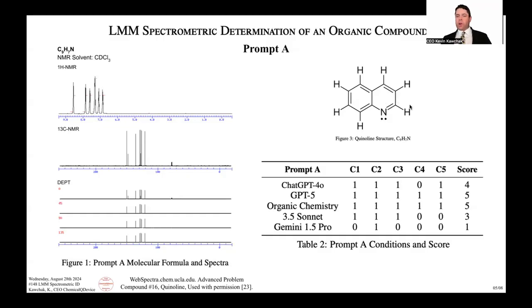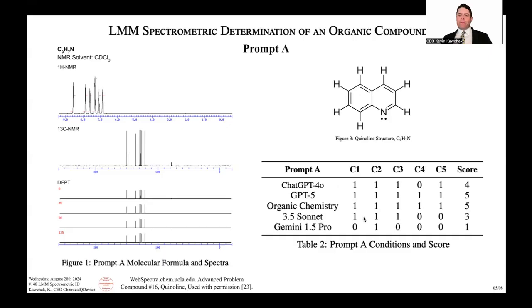Like when it did get the correct structure, it messed up the number of hydrogens it thought were on the structure. So the organic chemistry, like I said, was number 2 beyond GPT-5, and it got most of the information correct. 3.5 Sonnet, like I said before, predicted isoquinoline, which is one of the isomers. I said, based on this molecular formula, which I provide, with the spectra, it's just one of the other isomers, but it moves that nitrogen to a different position, which isn't correct.